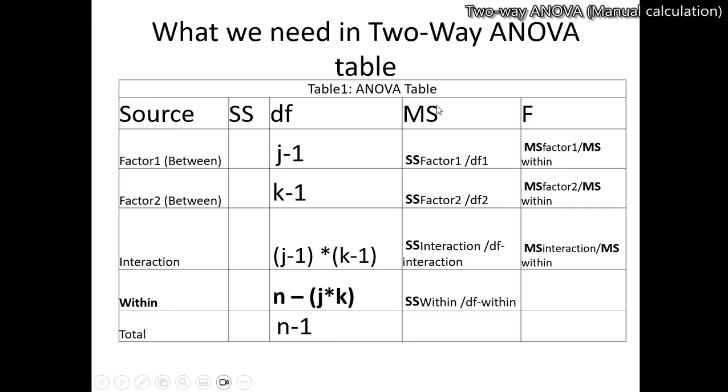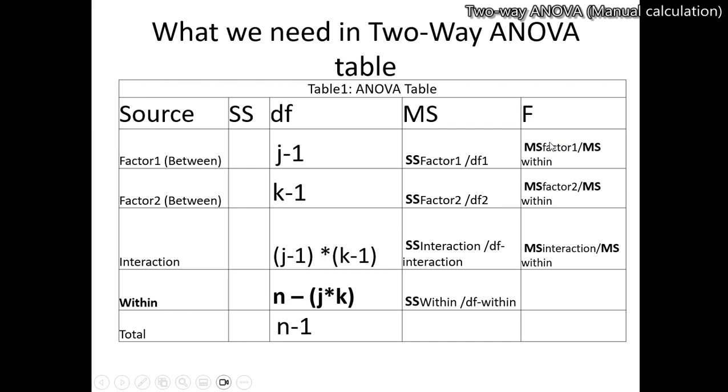Then we calculate mean square. Mean square for factor 1 is nothing but the sum of squares for factor 1 divided by the degree of freedom for factor 1. Similarly, mean square for factor 2 is the sum of squares for factor 2 divided by the degree of freedom for factor 2. Similarly, MS for the interaction term will be the sum of squares for interaction divided by the degree of freedom for interaction. And MS within will be the sum of squares within divided by the degree of freedom within.